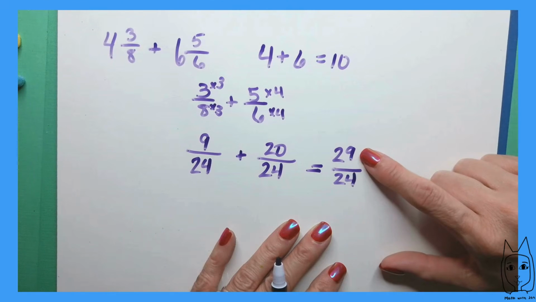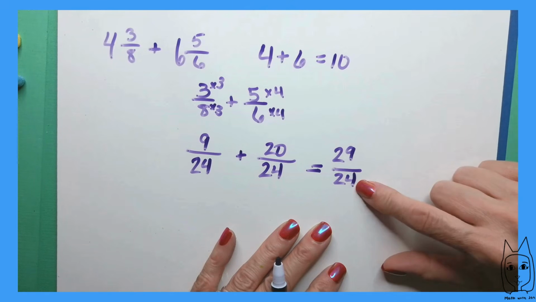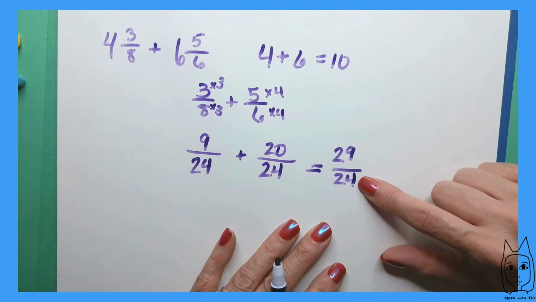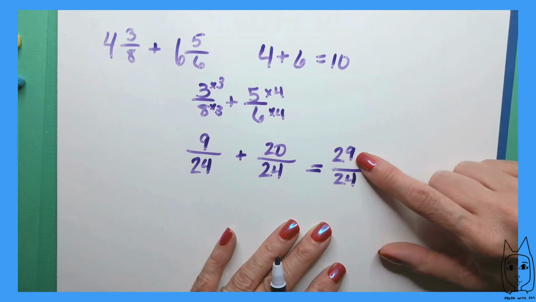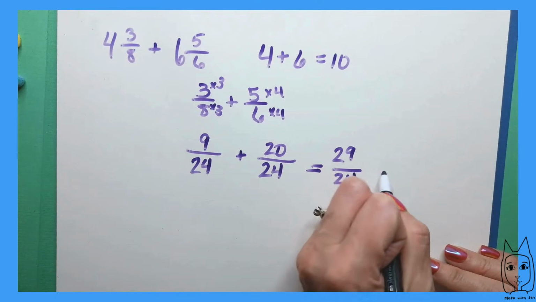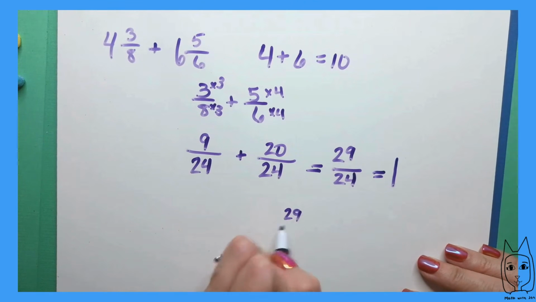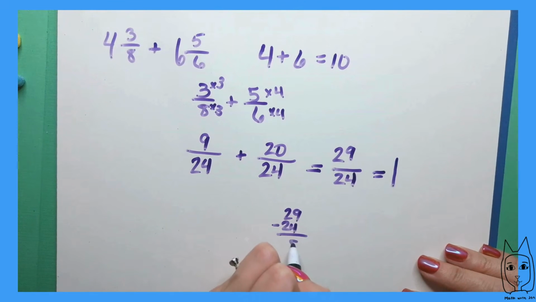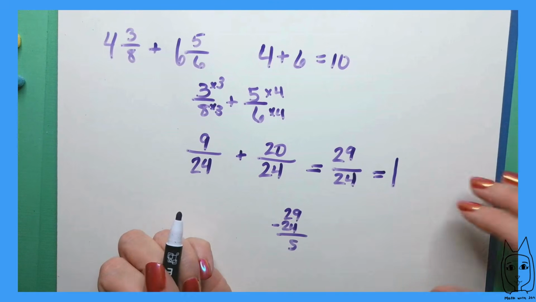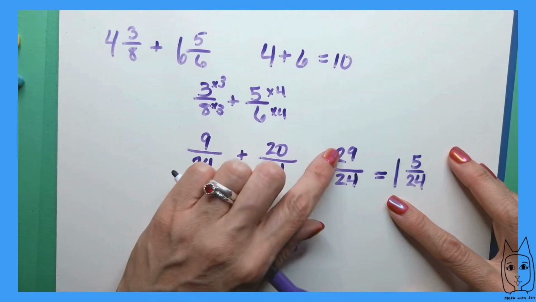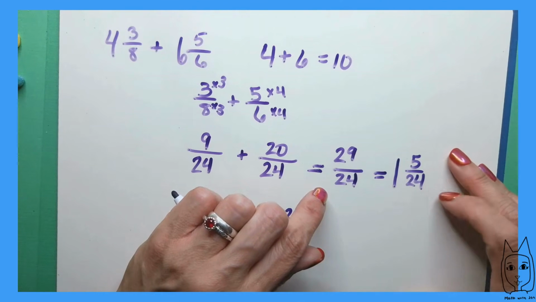Because the numerator is larger than the denominator, I know that I have a whole package right here. So I need 24 to make a whole, and I have 29. So I'm going to go ahead and take a whole out of here. And so that's 29 minus the 24 that I'm taking away to make a whole package. And that's going to leave me 5. So I took the 24 out to make a whole, and I have 5 24ths left over.